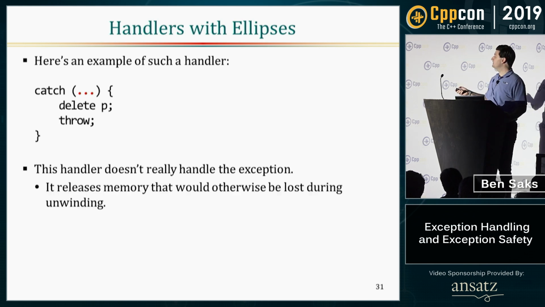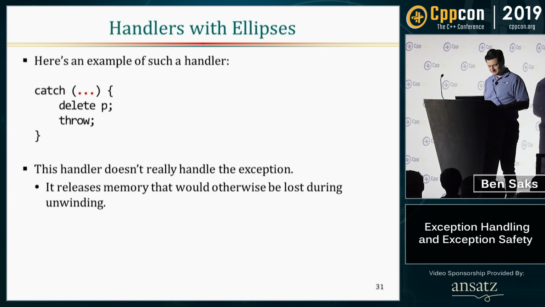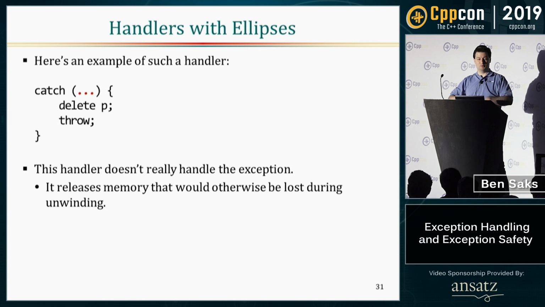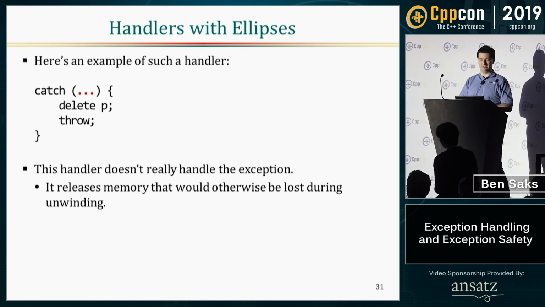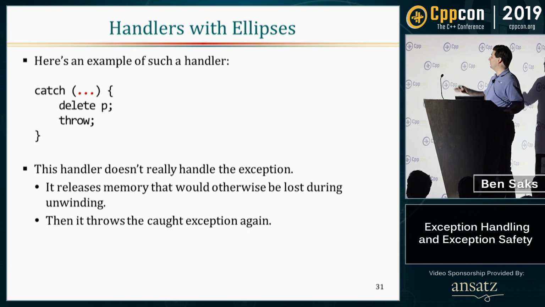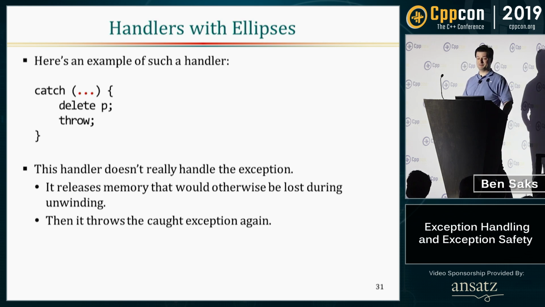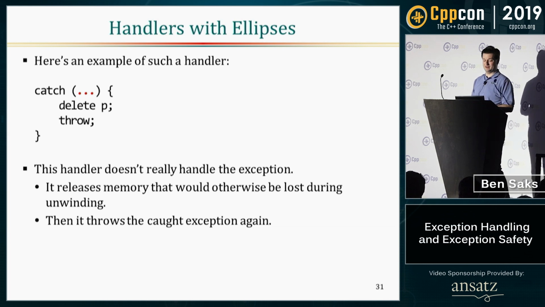What this catch block does is it notices that an exception is being thrown. It cleans up some local resources by calling delete on a pointer that otherwise would have resulted in a memory leak, because when the exception was thrown, we would miss the delete somewhere else in the program. And then the next statement there throws the caught exception again, resumes throwing it up the call stack looking for someone that can really handle the exception.